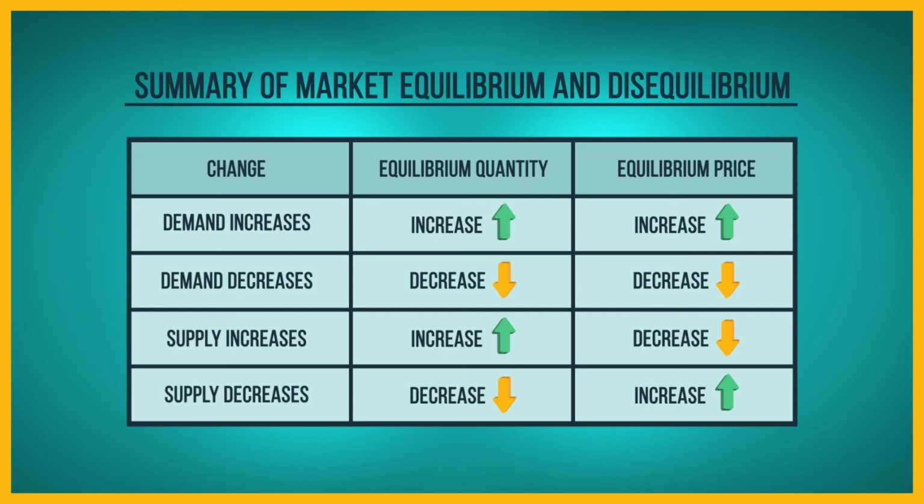Supply and demand analysis has 4 main predictions. 1. An increase in demand increases both price and quantity. 2. A decrease in demand decreases both price and quantity. 3. An increase in supply decreases price and increases quantity. And 4. A decrease in supply increases price and decreases quantity.